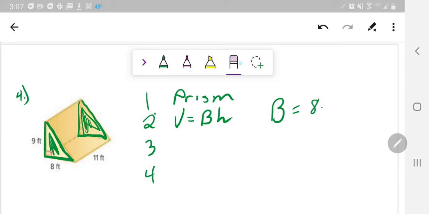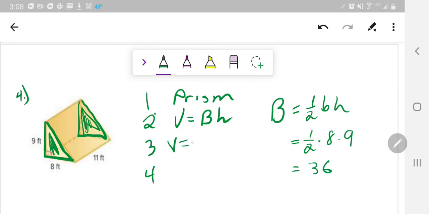Oops. I want to write the formula first. So that's going to be a triangle. So 1/2 base times height, 1/2 times 8 times 9, and half of 8 is 4. So 4 times 9 is 36.